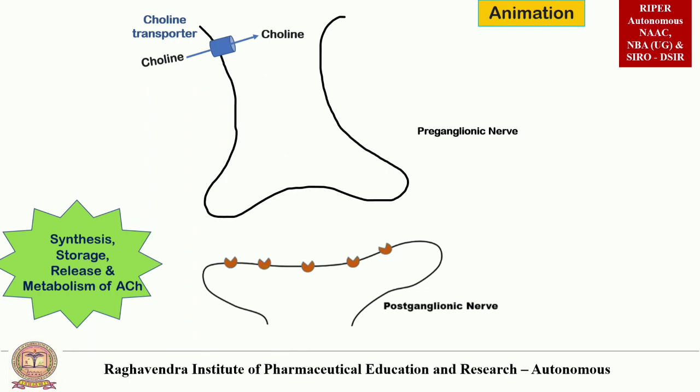Once choline enters into the preganglionic nerve, it reacts with the acetyl-CoA in presence of choline acetyl transferase enzyme to form acetylcholine. Then synthesized acetylcholine is transported into the presynaptic vesicles with the help of specific carrier proteins. This step can be inhibited by vesamicol.